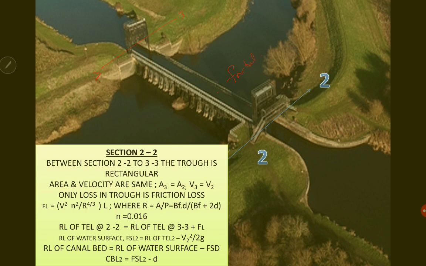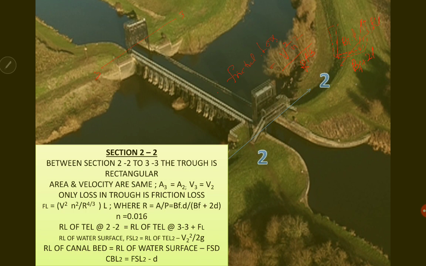Now, what is the equation to find frictional loss? Frictional loss is equal to V square N square by R raised to 4 by 3. This is the Manning's equation rearranged here. And where R is equal to A by P, or area is equal to what? Rectangular section, area is equal to BF into D. Perimeter is equal to BF plus 2 times the D, where BF is the width. So BF by (BF plus 2D) will give you the R value.